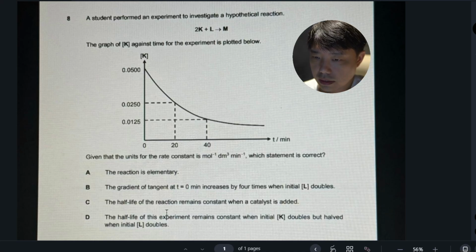Hey guys, let's take a look at this kinetics question which one of my students forwarded to me. I thought it was quite an interesting case study. Thought we wanted to have a better look at it.